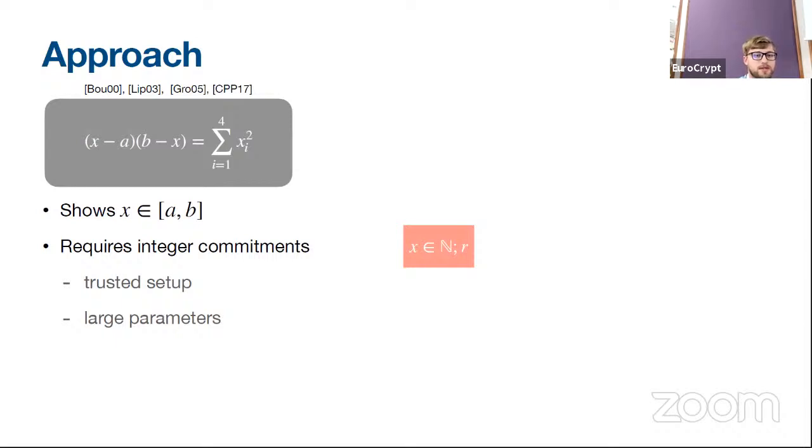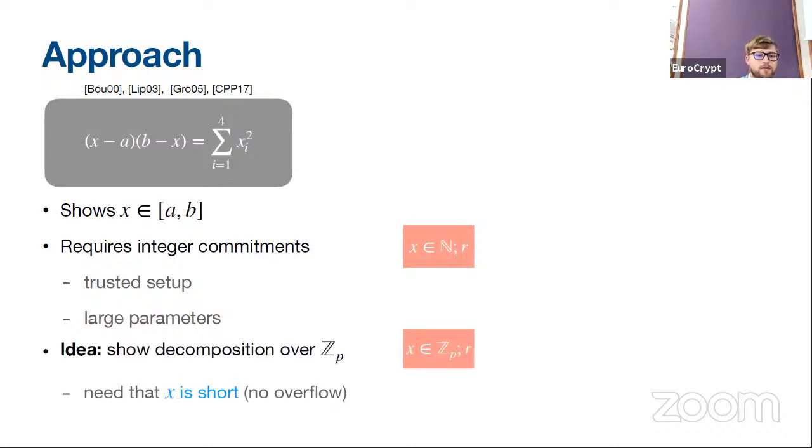The main problem with this approach is that it requires integer commitments. So you need to prove statements and commit to integers. That usually requires trusted setup and large parameters, because generally you use class groups or RSA groups with trusted setup. So the main idea of this work is, can we actually make this work over Z_p, modulo p? We just use a fairly generic commitment mod p. If you look at the decomposition, the first thing that we need is that X is short. If X is not short, then on either side you might have overflows, and if you have overflows then you have wraparounds and you don't really get any information about whether or not your value was positive. But intuitively, if X is short, then everything is a calculation over the integers because you never reach the modulus, and then this actually implies the range.